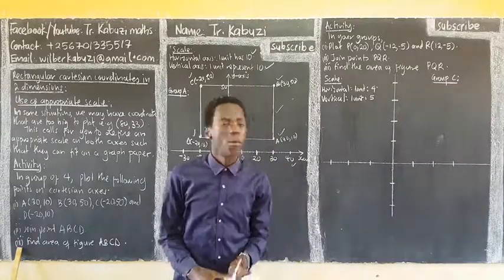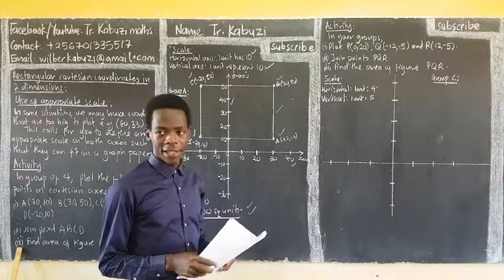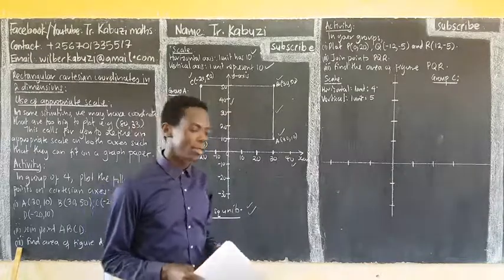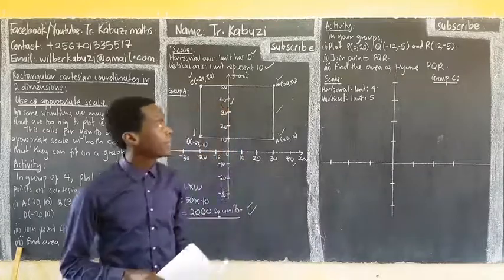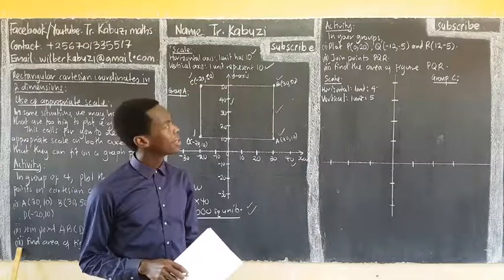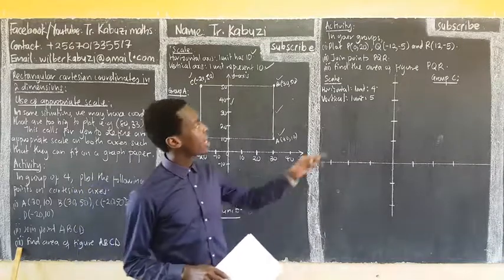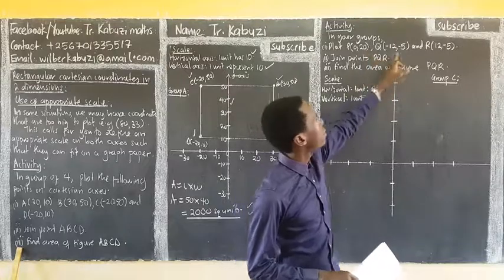Why do you think so? Now, can they give us a reason? Can they explain to us where is group C? Okay, can you explain to us why we are using the 4 and 5? Why are you using here? Why are you using 5 on the vertical?